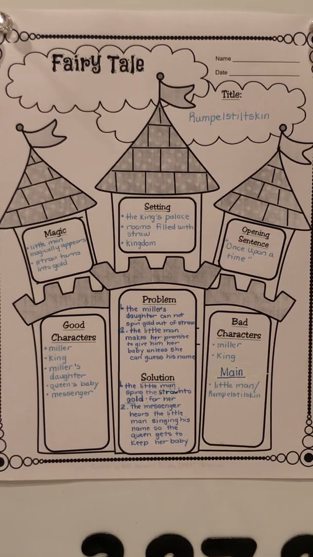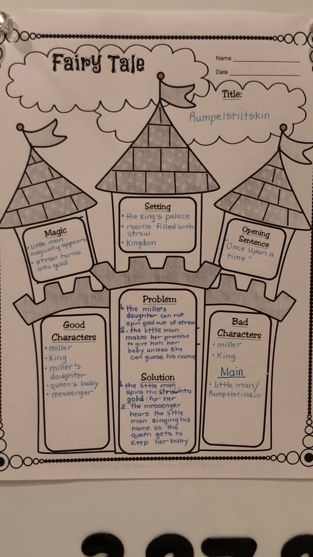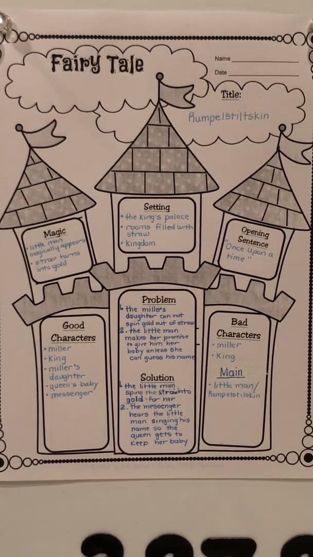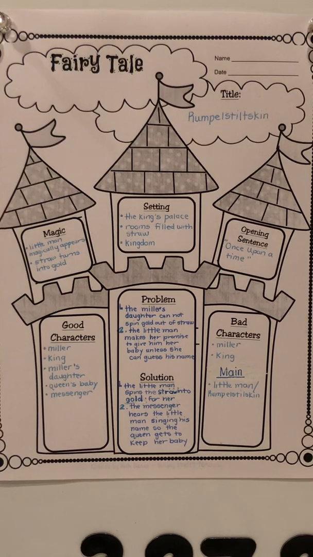So let's start off with the opening sentence. Once upon a time. Of course, that's a really common opening sentence in our fairy tales. It was the same thing in Sleeping Beauty as well. This fairy tale had a couple different elements of magic. The first was that the little man magically appears. And the second is that the straw turns into gold.